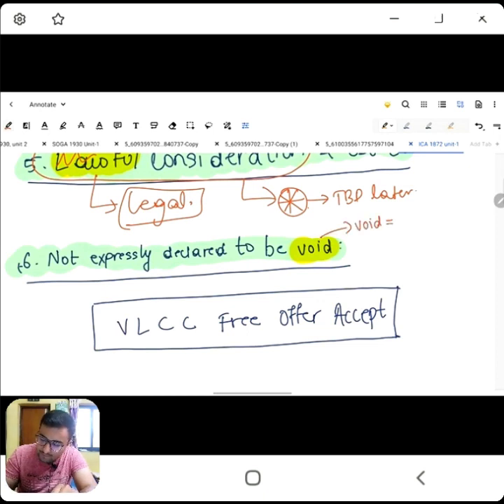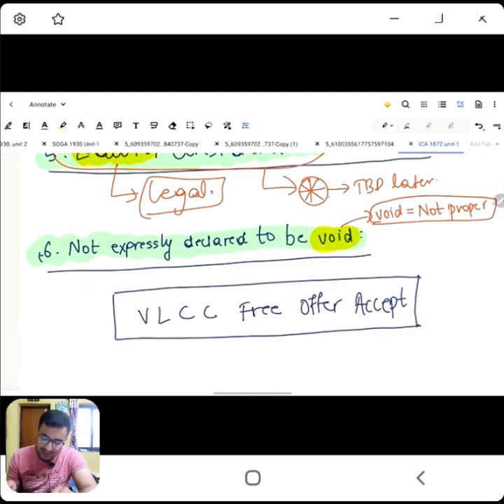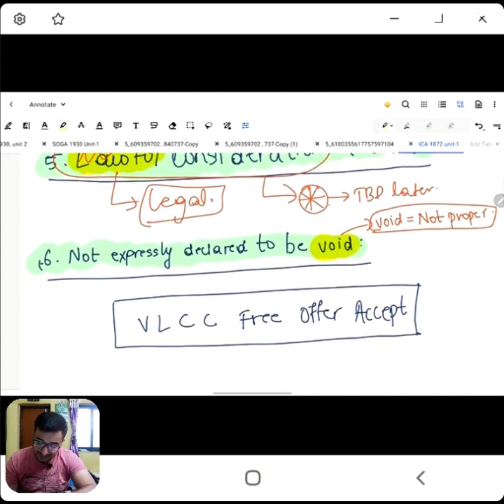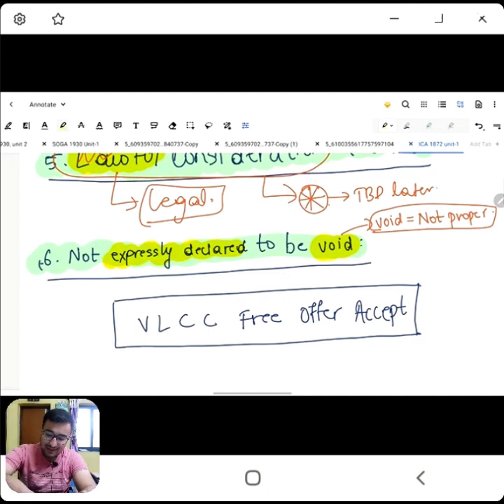Void means not proper. As of now, remember it as not proper, right? If that particular transaction is illegal, then it is already covered here. It will not qualify to be a contract as per section 10. But if it is legal, the law still has the power to declare something as void. It will say that even though this is legal, we will not recognize this as a contract.